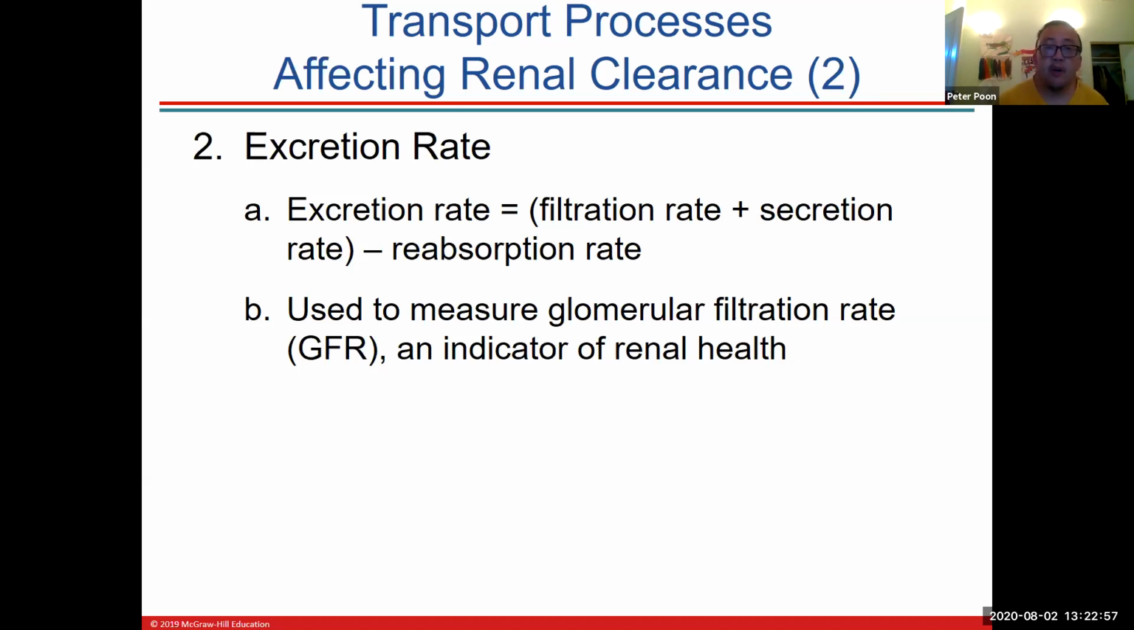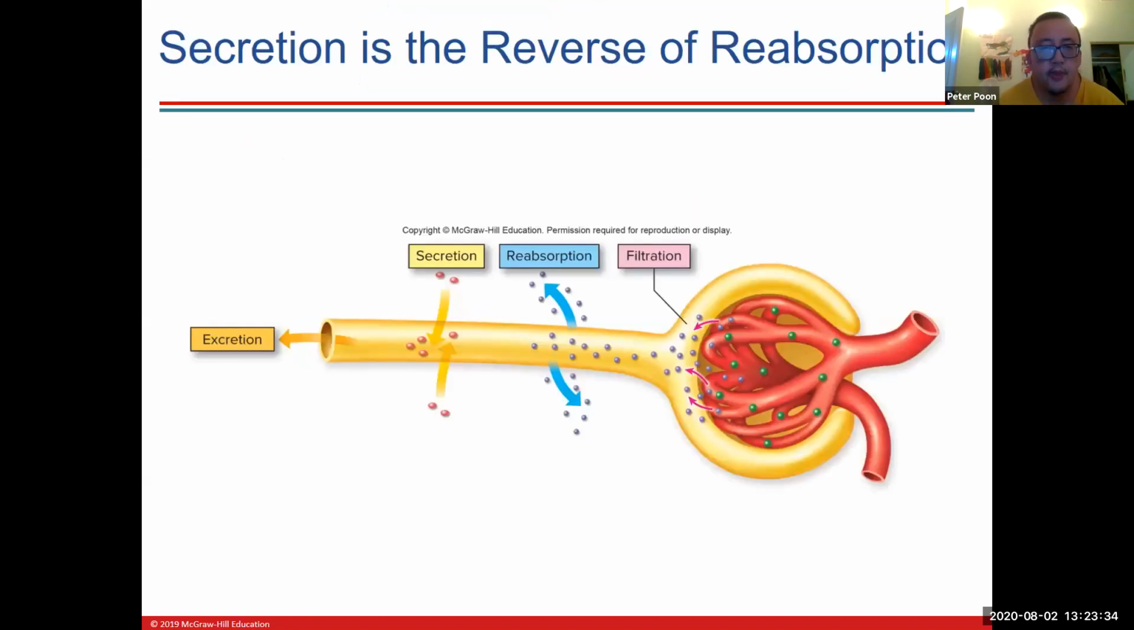So excretion rate is equal to the filtration rate plus the secretion rate minus the reabsorption rate. Think about it this way: I'm going to filter something, so what I get is filtrate. That's the filtration rate. The reabsorption rate is the amount of it being reabsorbed, so these two should almost cancel each other out. And then the secretion is what I purposely dump into the filtrate to pee out, basically. Filtration, reabsorption, secretion.